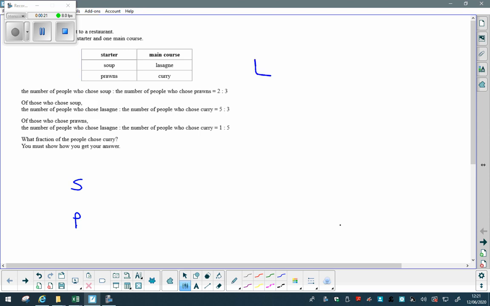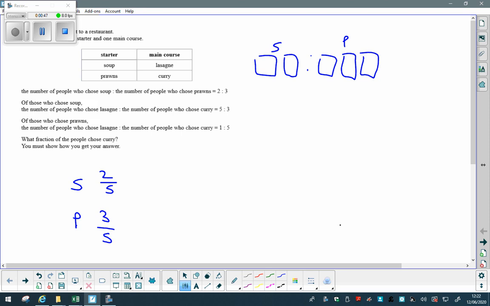This can be drawn as a bar model, like so, and that is soup to prawns. But you can see clearly here now that the fractions are 2/5 and 3/5. Bar modelling is very important in ratio.